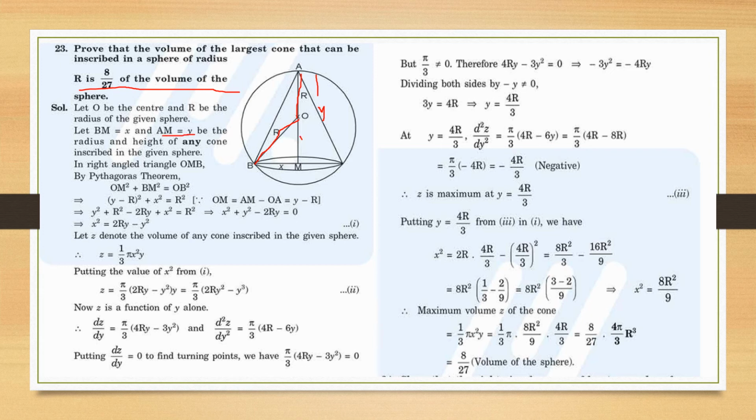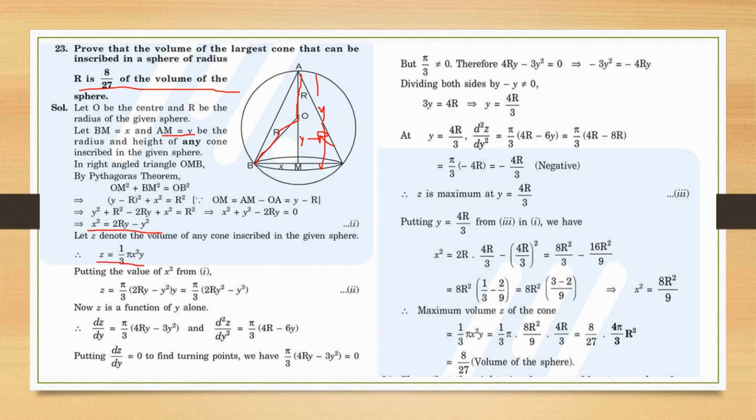So what is this OM? This is y minus r, as this is my complete y. So I'll apply the Pythagoras theorem in this triangle. My (y minus r) whole square plus x square equal to r square, and from here x square is 2ry minus y square by opening it.